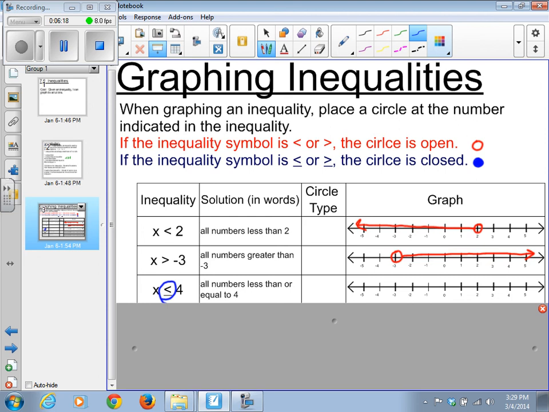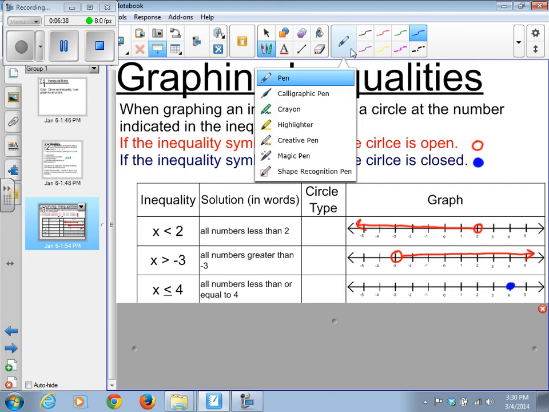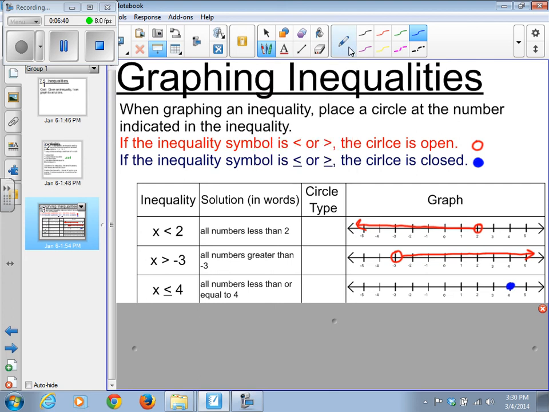Okay, hopefully you have gotten it. I'm going to do it right now. So it says x is less than or equal to 4. So we're going to come to 4. It's going to be less than or equal to, so it's going to include 4. We're just going to draw my circle. And then it's going to start here, and we're going to go to the left, because it's every number equal to or less than 4, so it's all the way that way.